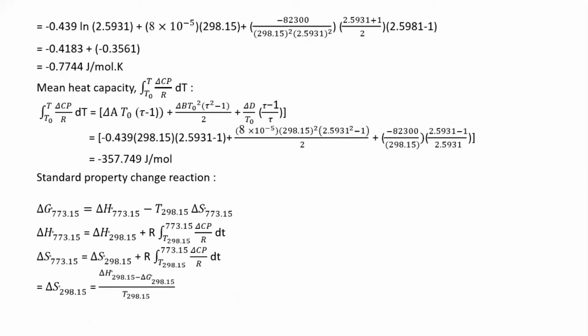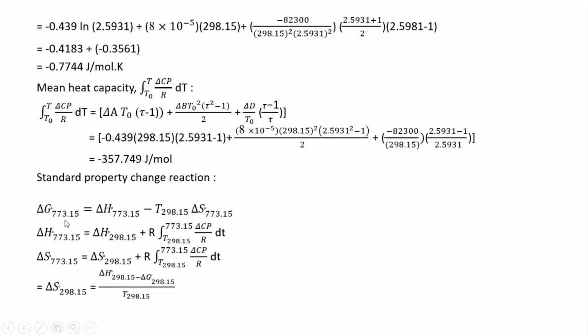Next, the mean heat capacity, which is the change of enthalpy. We use this formula, and the steps are the same as for the change of entropy. Just substitute the values of A, B, C, and D, the value of tau, and the value of T here, and the value of the change of enthalpy is negative 357.749 joule per mole.